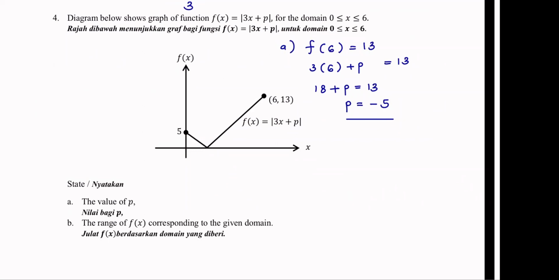Okay, B, the corresponding range. Range is the highest value and the lowest value. If you put here, apa ni? Ini adalah 13. And this one is a 0. So what do you call it? Your range is in between here. This is your range. Okay, that's your range. So your range will be your B.